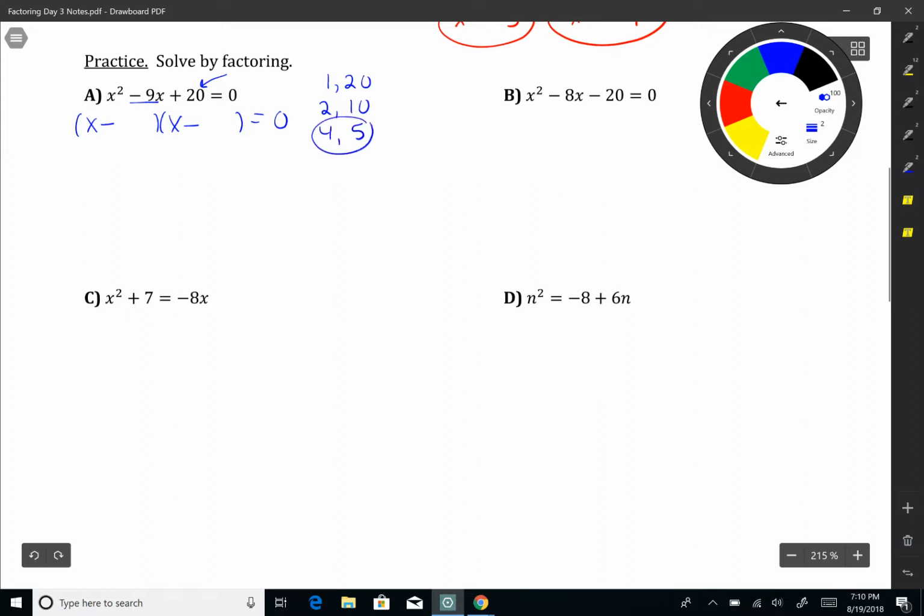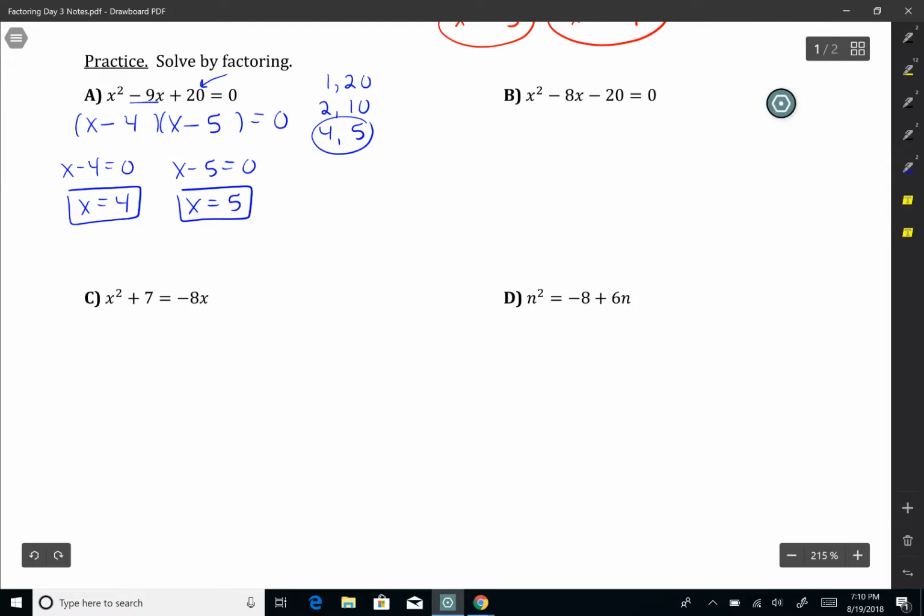Looks like I'm going to pick 4 and 5, so I'll have x minus 4 times x minus 5. Now I use the zero product property, set each factor equal to 0, and solve individually. I would get the answers of x equals positive 4 and x equals positive 5. Okay, moving on to b.